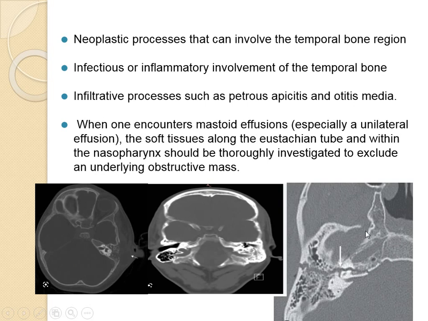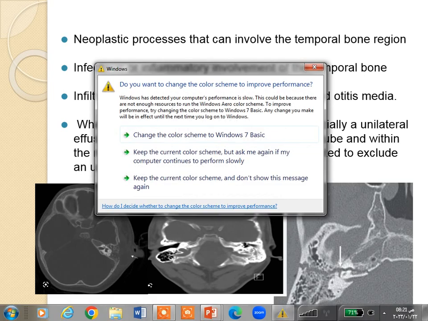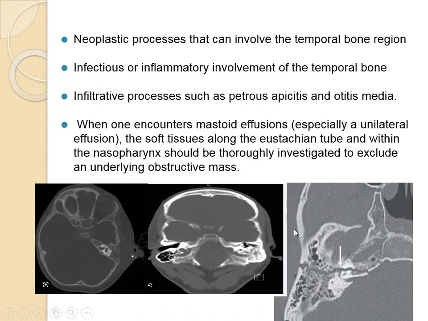Temporal bone, as any other bones, is involved in most of the neoplastic, infectious and inflammatory processes, and infiltrative processes from the petrous apex and otitis media. When we see any mastoid effusion, we must look carefully, especially if it's unilateral, for any infection, any mass, any neoplastic invasion that obstructs the eustachian tube.